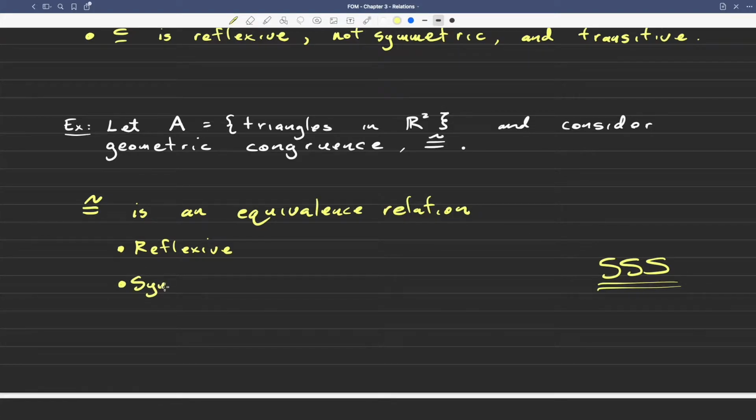If one triangle A is congruent to another triangle B, then it's certainly true that all their sides are equal correspondingly, so it doesn't make any difference what order you talk about that in. And then same with transitivity. If triangle A is congruent to triangle B, then you got side there, and triangle B is congruent to triangle C, you got side again, then triangle A would be congruent to triangle C. So there's an example of an equivalence relation.